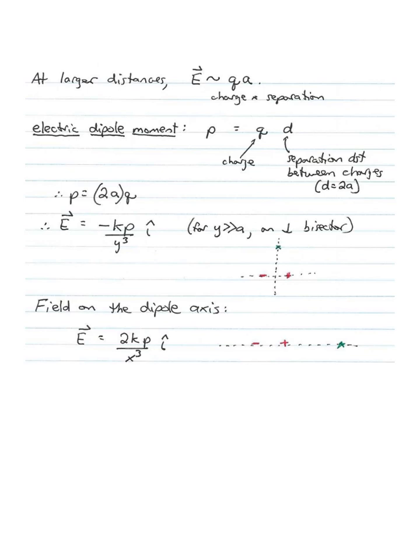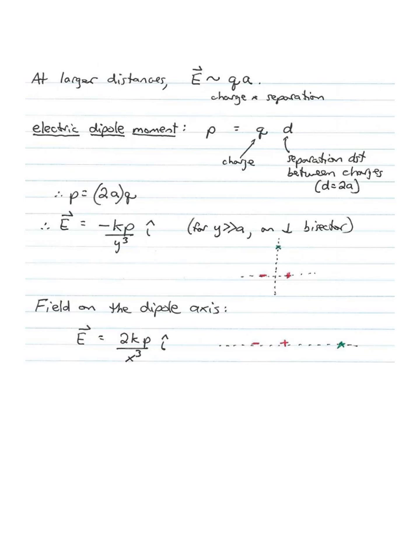At large distances, the electric field is approximately Q a, the charge times the distance between them. And this brings up a new physical concept, something that comes up often in electromagnetic theory: electric dipole moment. So we use the letter p when we're talking about a dipole. At large distances, a dipole's electric properties are characterized completely by its electric dipole moment p.